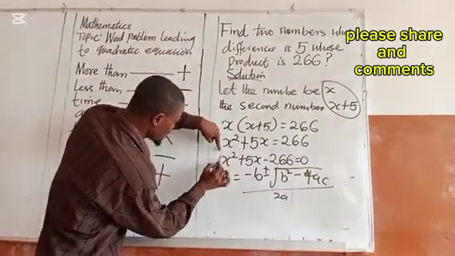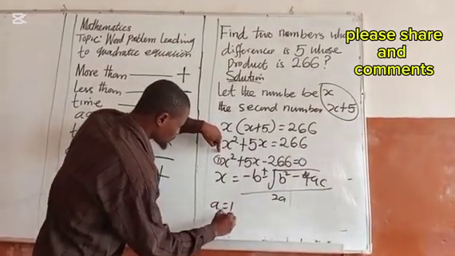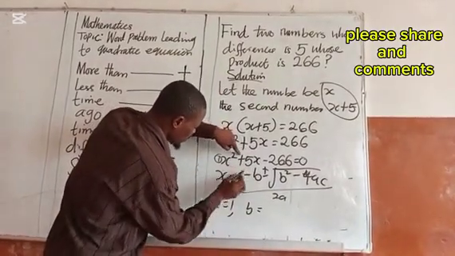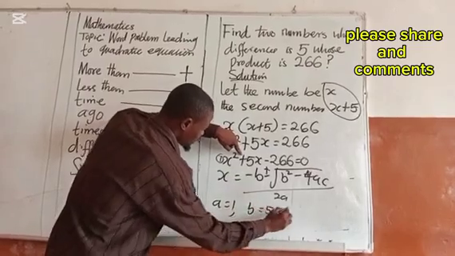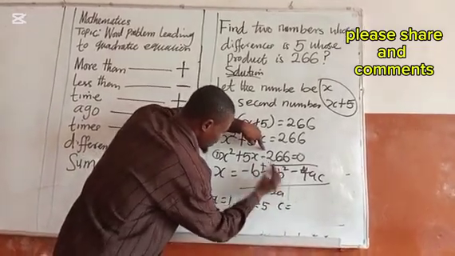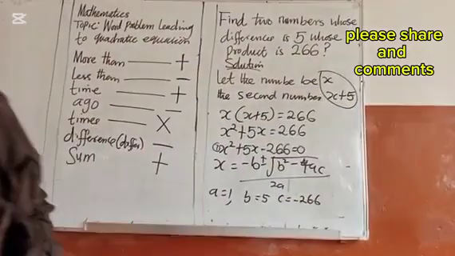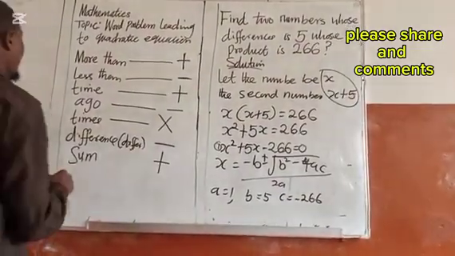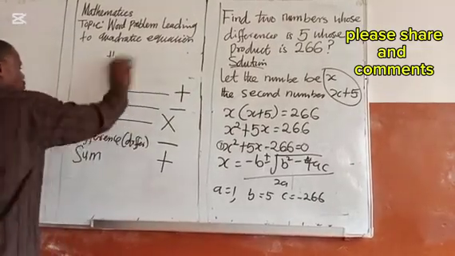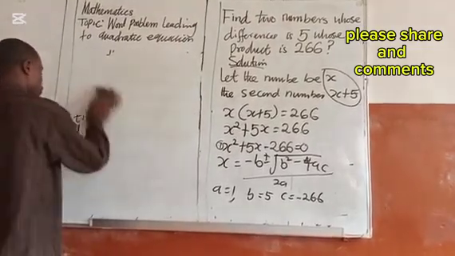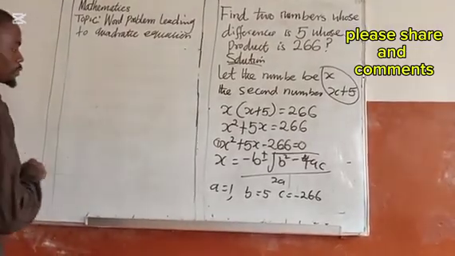And my a, the coefficient here, is 1. a is equal to 1, b is equal to 5, I always consider the sign here, and c is equal to minus 266. So we impute a, b, c into our formula. So allow me to clean this one and take note of it, it's very, very compulsory. So now, we impute it into this formula.